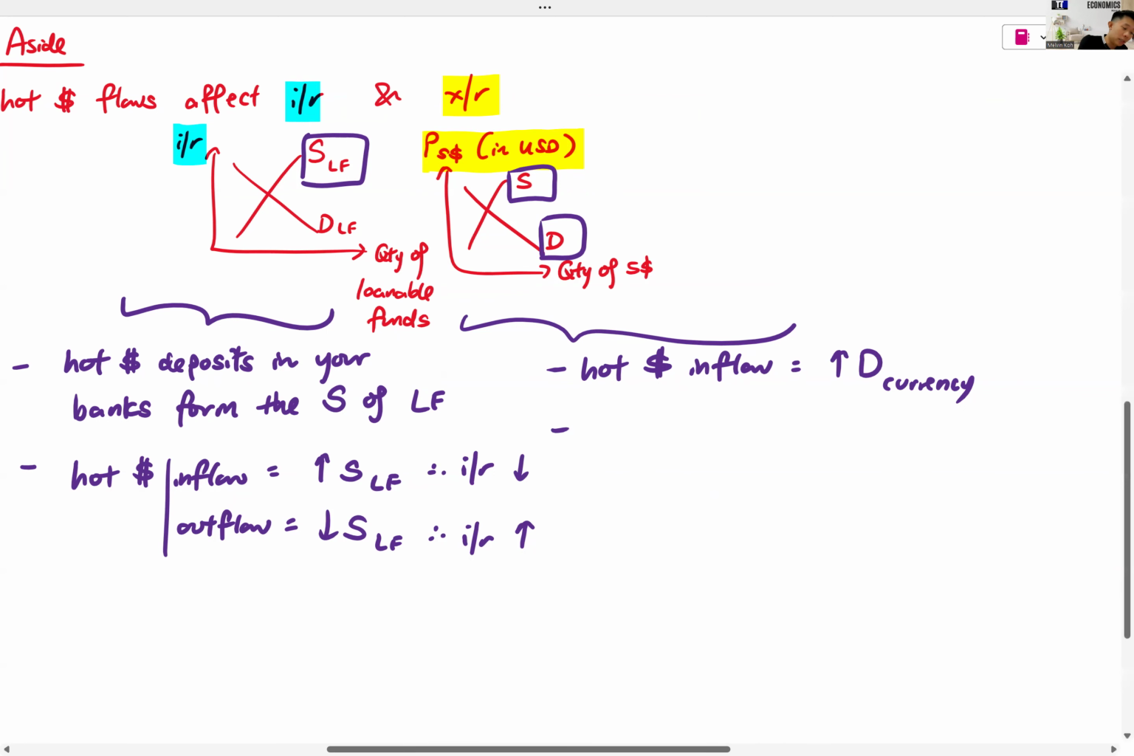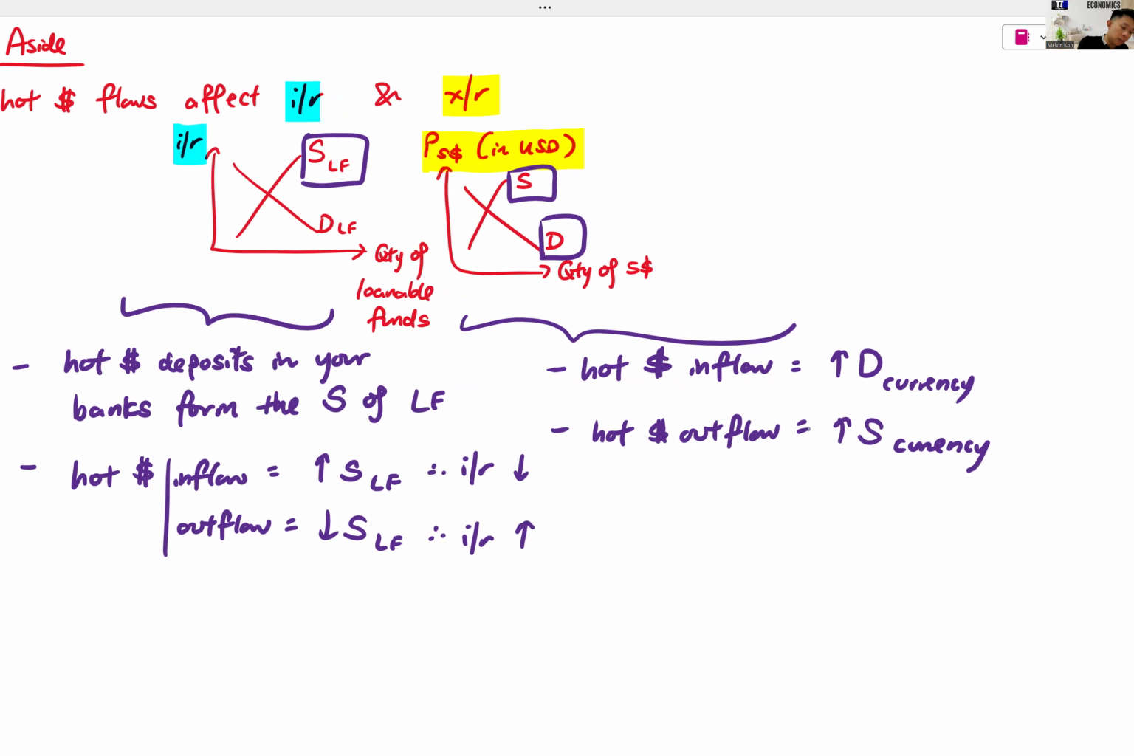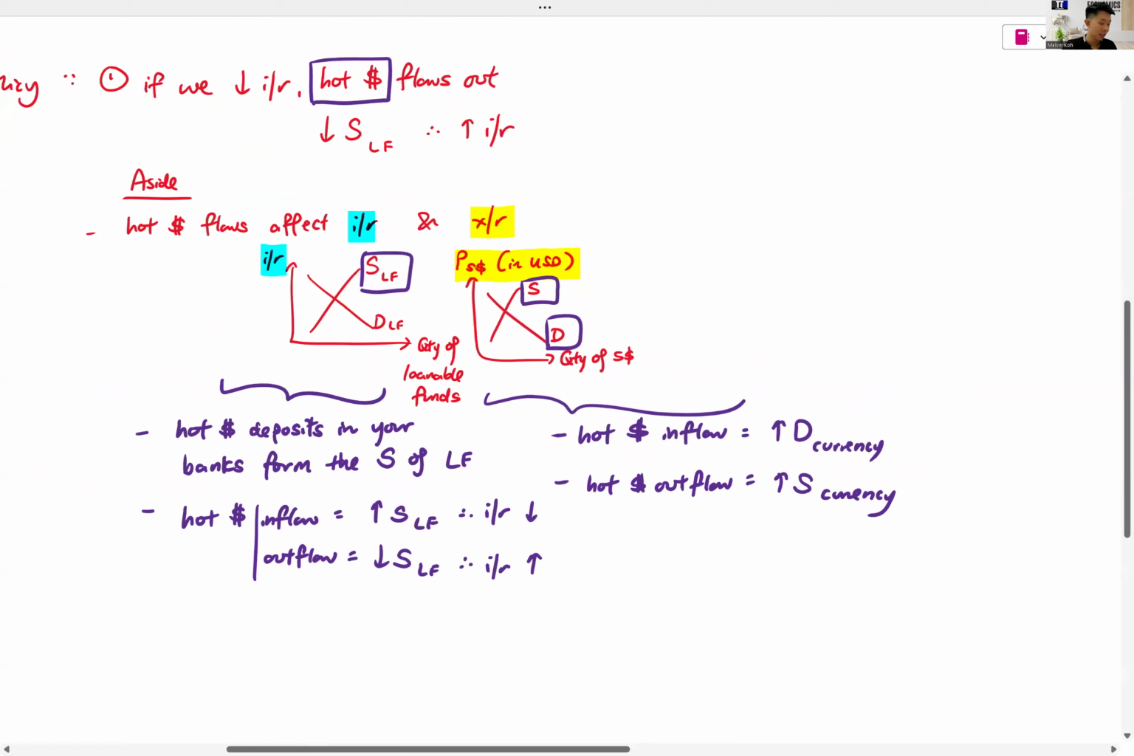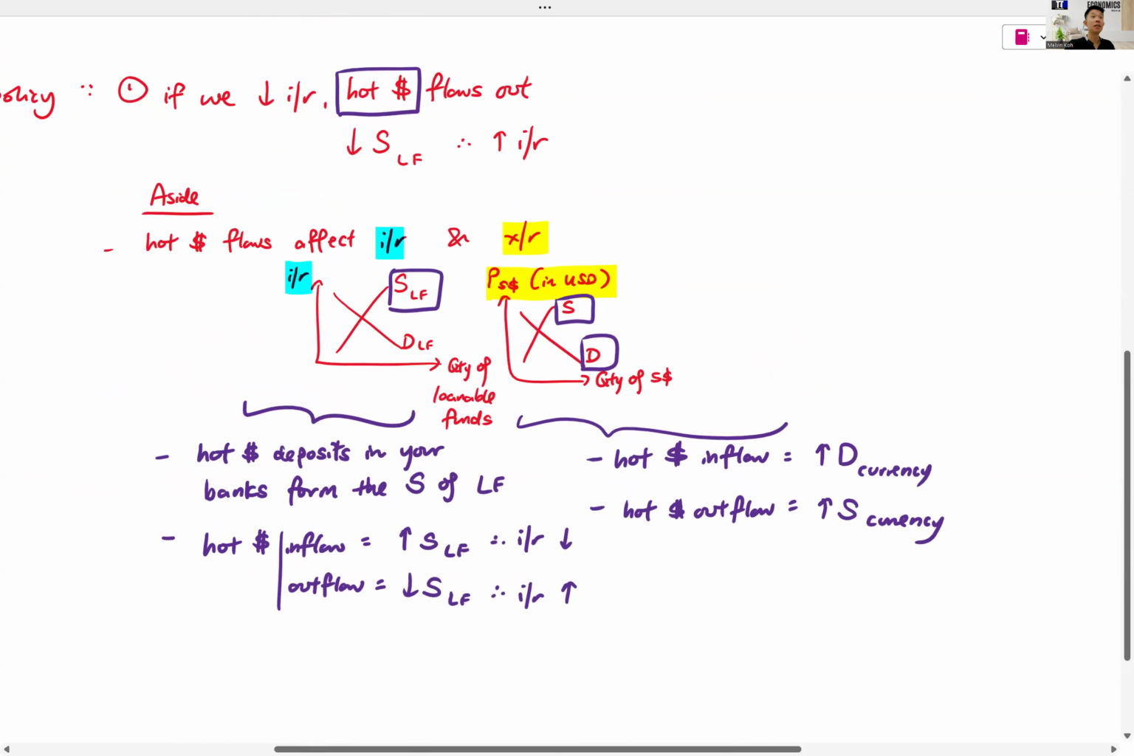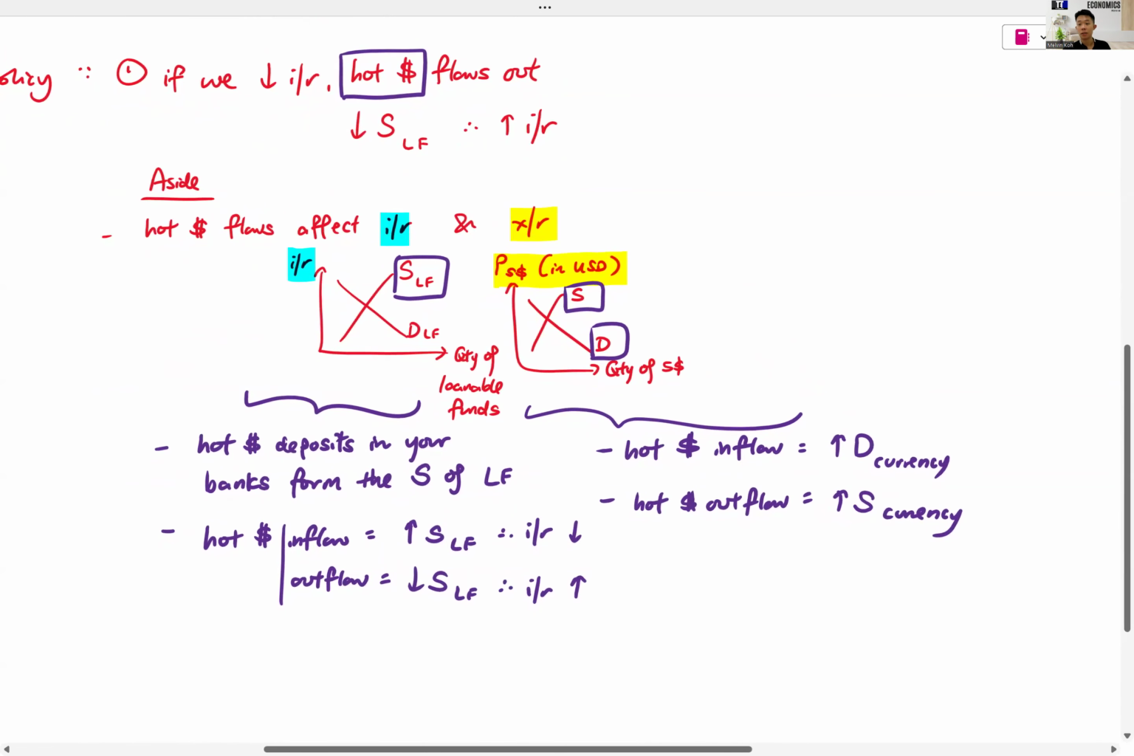See, hot money outflow, higher supply of currency. If you want the rule of thumb, the arrow is always upwards. You got that? It's a rule of thumb, so you don't need to be confused. It's always an upward arrow. Okay. That's it. I think this clarifies. Any more questions?